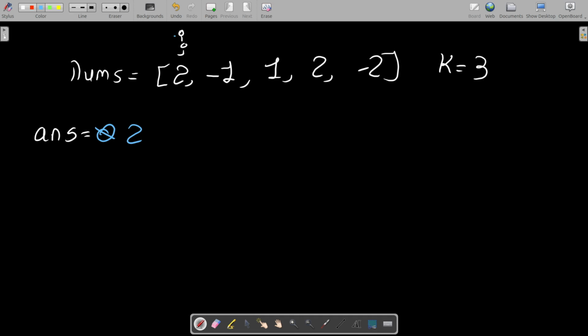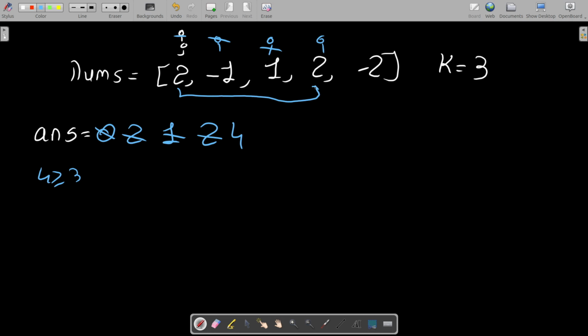So 2, then our I goes here, then -1 gives 1, then I goes here, then again we got 2, our I goes to the 4th index, then we got 4, which is greater than or equal to 3, so we got our window. So length equals 4, right? Now we have to shrink this window because our answer is greater than k, which we do.